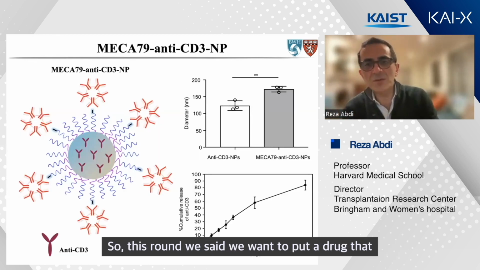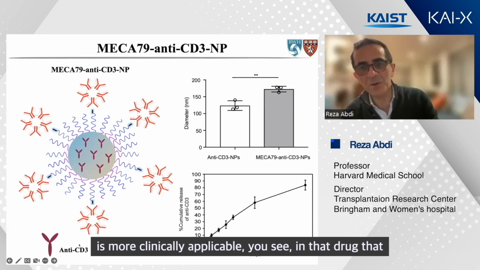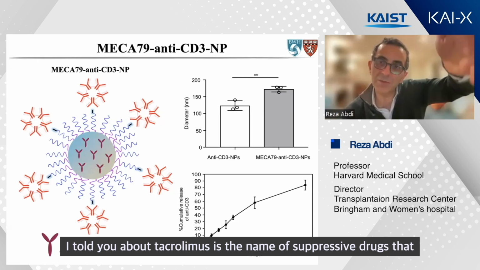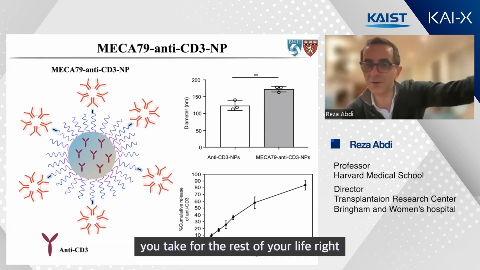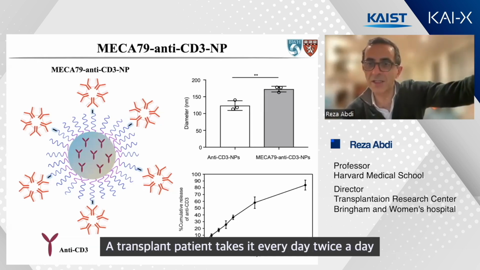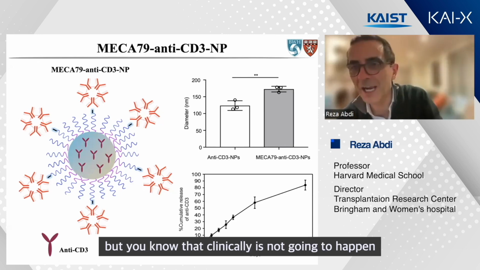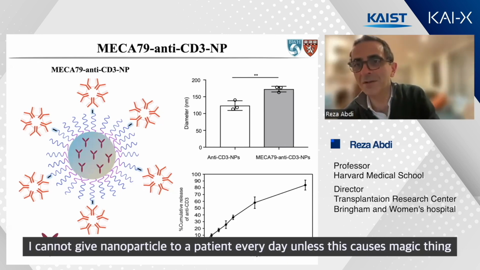So this round, we said, well, we want to put in a drug that is more clinically applicable. You see, the drug that I told you about, tacrolimus, is an immunosuppressive drug that you take for the rest of your life, right? A transplant patient takes it every day, twice a day. So that's cool science, right? But you know that clinically it is not going to happen, right? I cannot give nanoparticles to a patient every day unless this causes some magic, right?